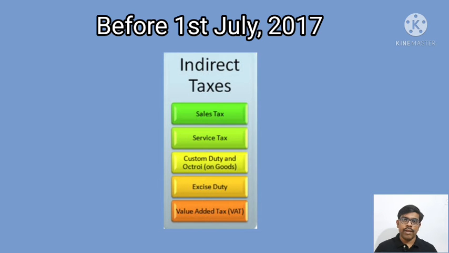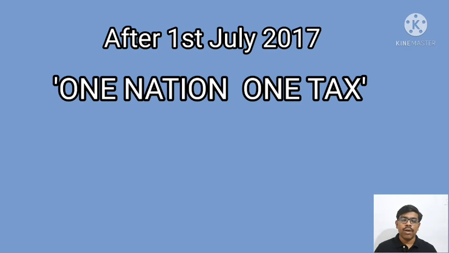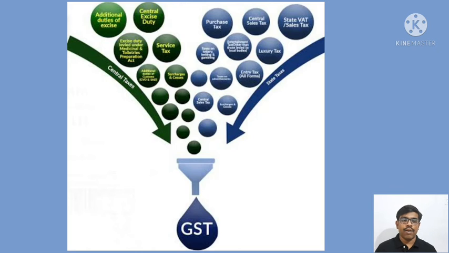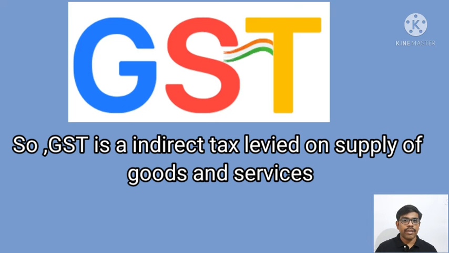Before 1st July 2017, there were many types of indirect taxes in India, such as excise duty, custom duty, service tax, value added tax, entertainment tax and so on. But after 1st July 2017, on the principle of one nation one tax, our government introduced a single indirect tax, that is called GST or Goods and Services Tax. It subsumes many taxes levied by the state government and central government. So GST is an indirect tax levied on the supply of goods and services.